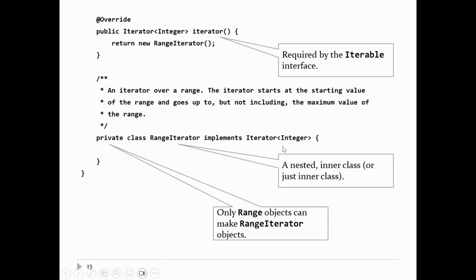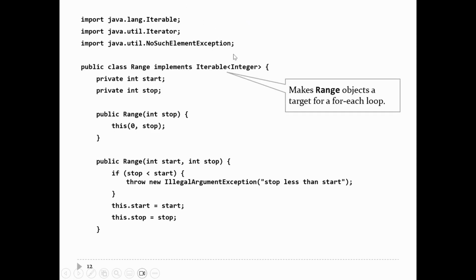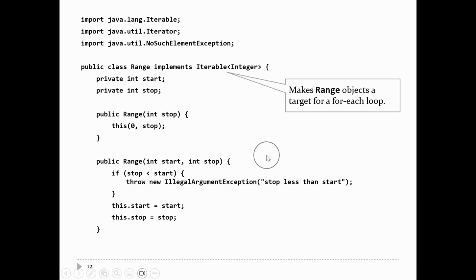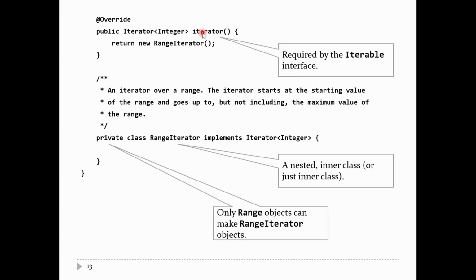Now, back up here, we want the range class to implement the iterable interface. Remember what that means. Go back to the iterable interface. It says you must provide a method that returns an iterator object. So we provide a method called iterator. It returns an iterator over integer object. Now the question is, where does this iterator object come from?